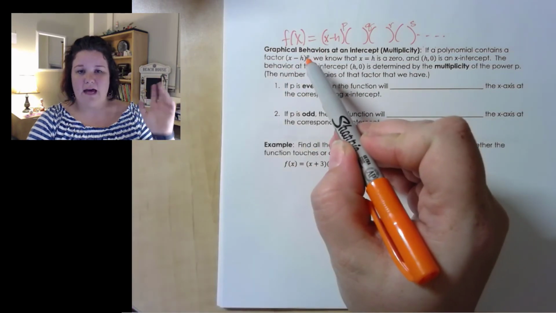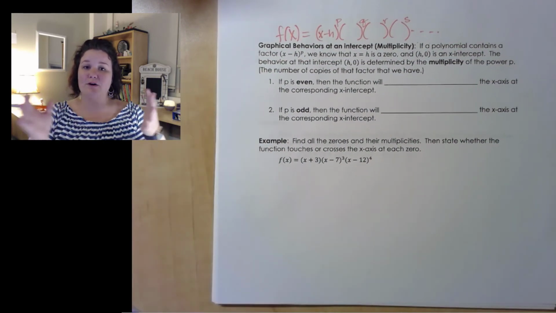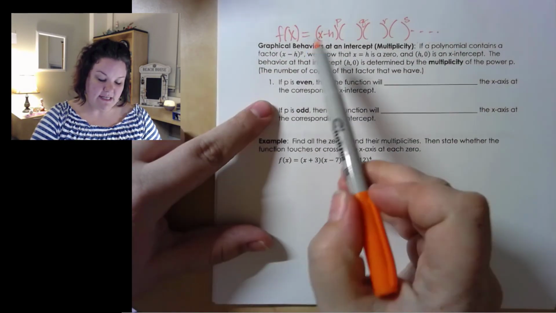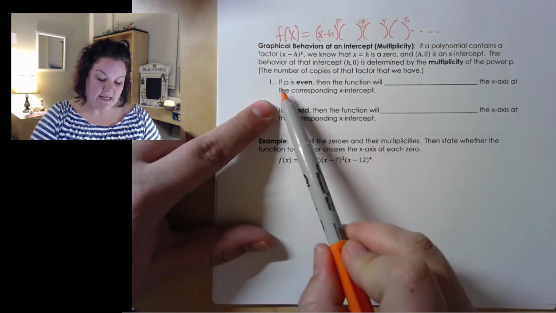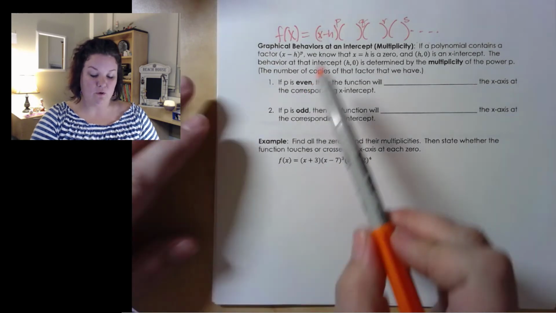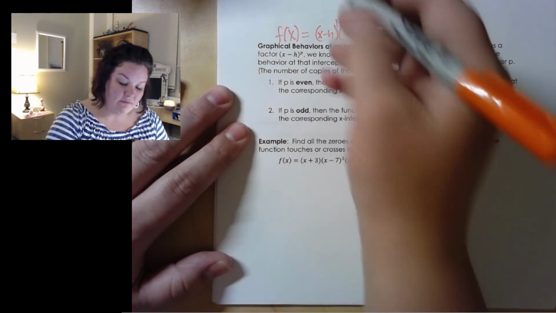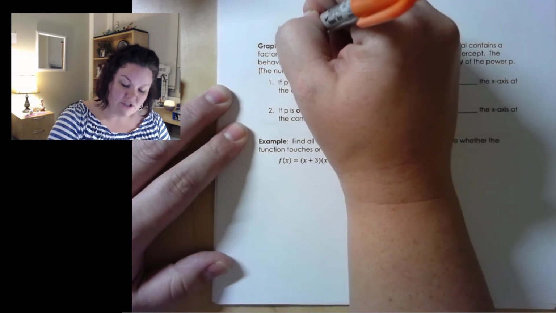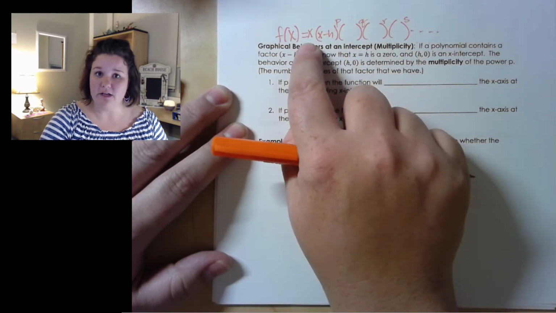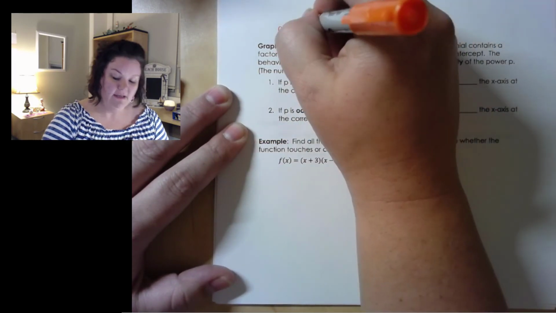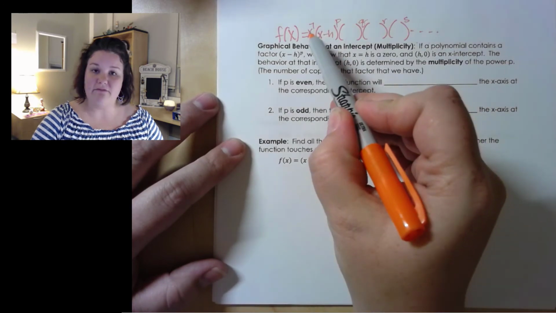Okay, however many that happens to be. So the way that we determine our behavior at those intercepts is we look to see if the number of copies is even or odd. If p is even, or if we have something like a quantity squared or a quantity to the 8th, or maybe we just have a greatest common factor out here, maybe we have x to the 7th out front all by itself. That's the multiplicity of that factor.